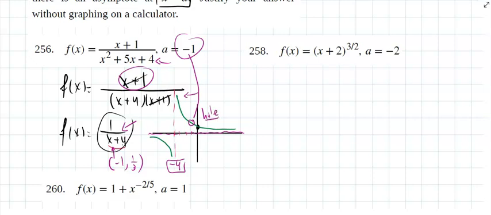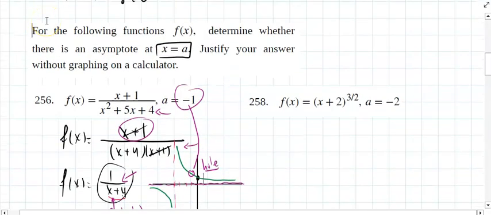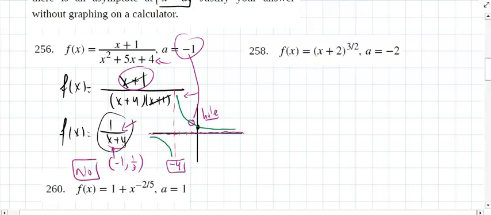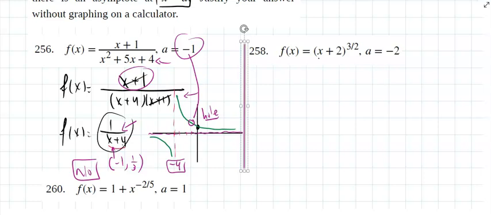So they're asking, for the following functions, determine whether there is an asymptote. In this case, no. x equal -1 is not an asymptote. It's a hole on the graph, but it's not an asymptote. How about here? Well, to have an asymptote, you must have a denominator. And this graph looks something like this. I believe it looks like that, like a cusp.